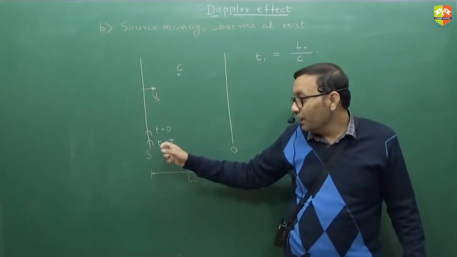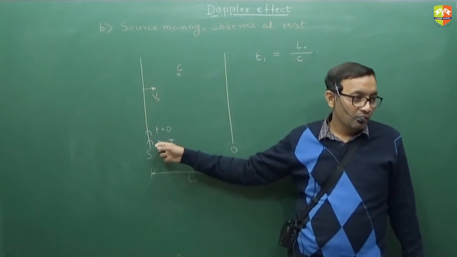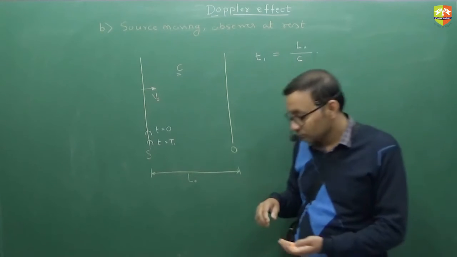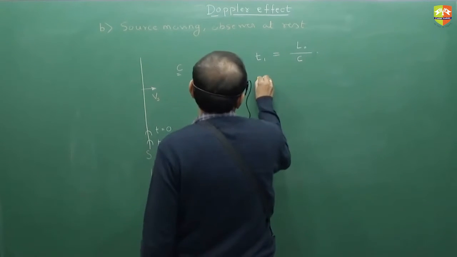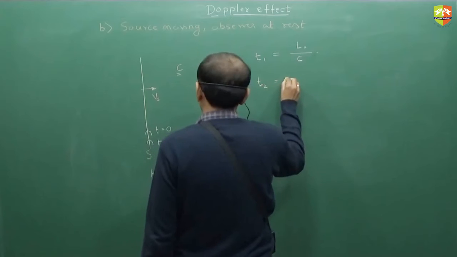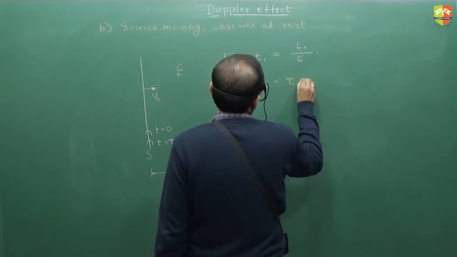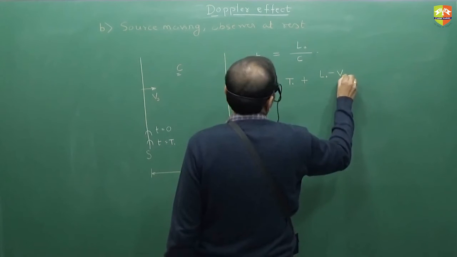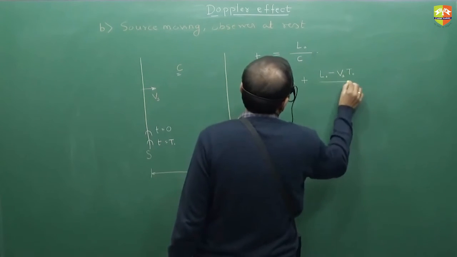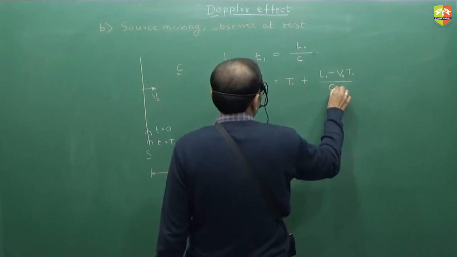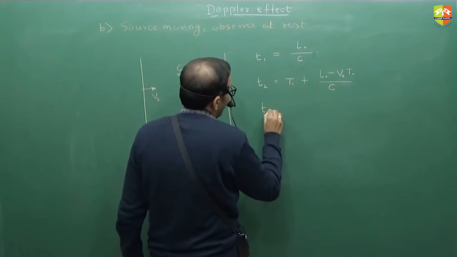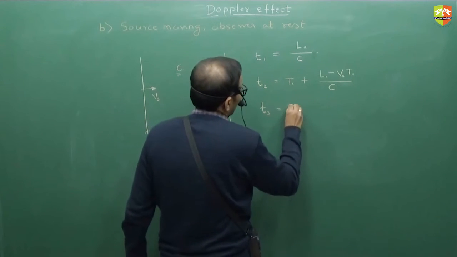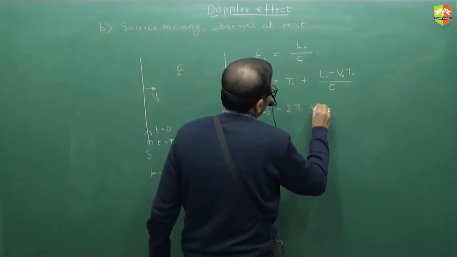So at t equal to t naught, the second pulse is released. What is the time? L naught minus V S T naught by C plus T naught. So T2 will be equal to T naught plus L naught minus V S T naught divided by C. What about T3? C plus V naught by T naught plus L naught minus V S T naught by C, 2 T naught.